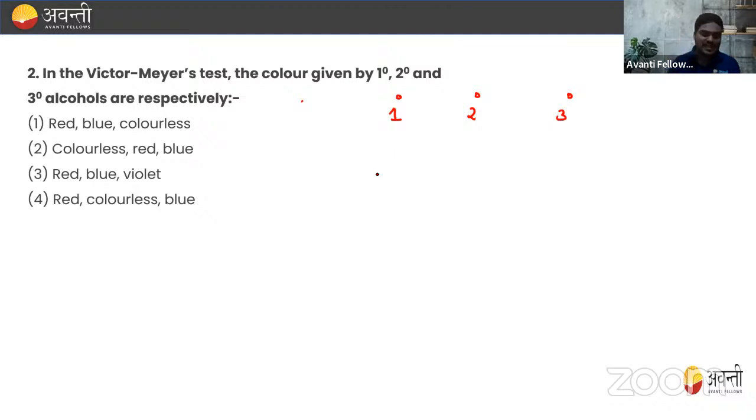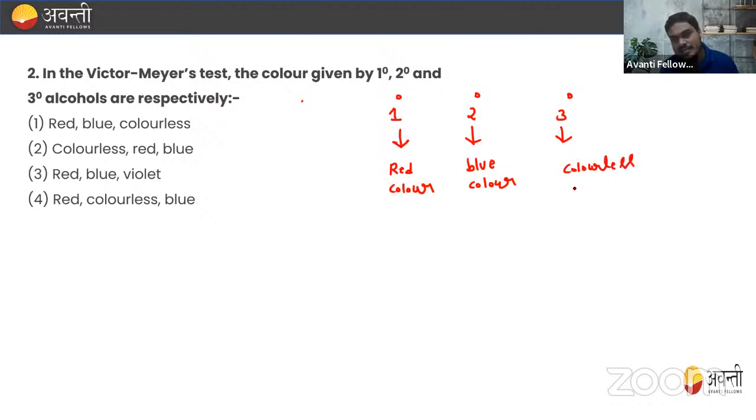Beta, always remember this is very important. In the Victor Meyer test, the primary alcohol gives red color. The secondary alcohol gives blue color. And the tertiary alcohol gives colorless. Right? This tertiary alcohol is colorless. So this is the correct one, right? So according to this, which option is correct? That is first, that is option number A. So option number 1 is absolutely correct.